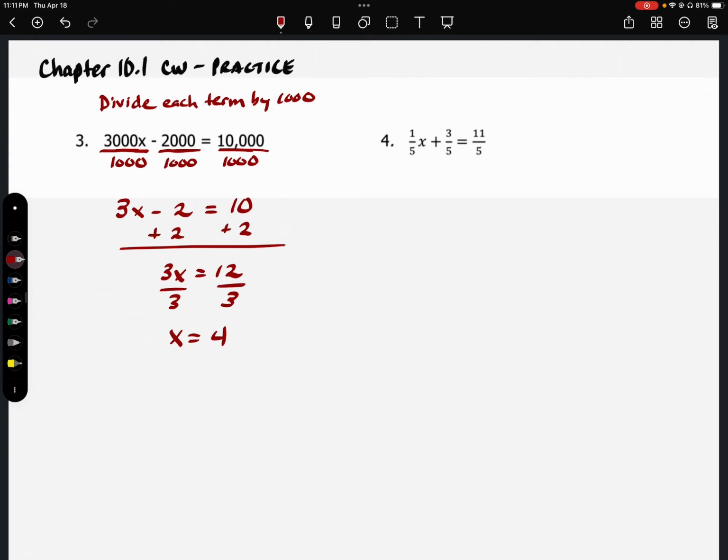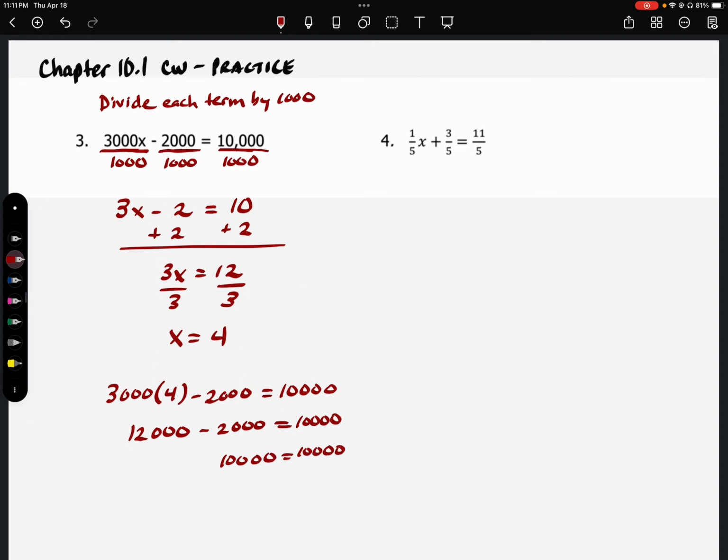Right? And, for checking purposes, 3,000 times 4 minus 2,000 should equal 10,000. Well, that would be 12,000 minus 2,000 equals 10,000. We know that that is going to be correct. So it checks out. Again, you can use whatever method you want for checking. You can use a calculator, you can use Desmos, whatever you need to do. Let's look at number 4.